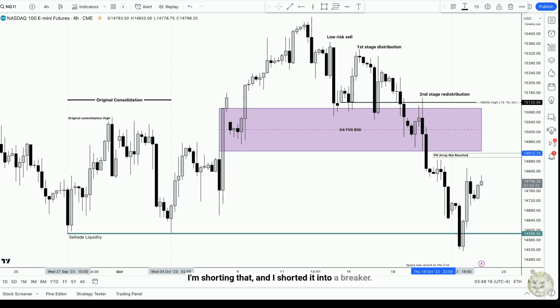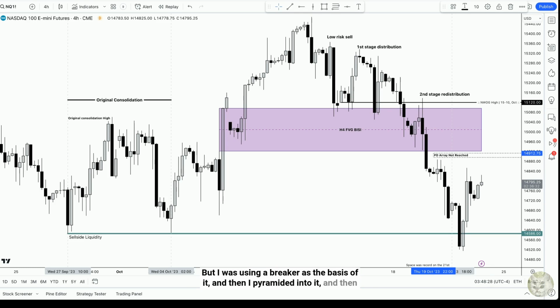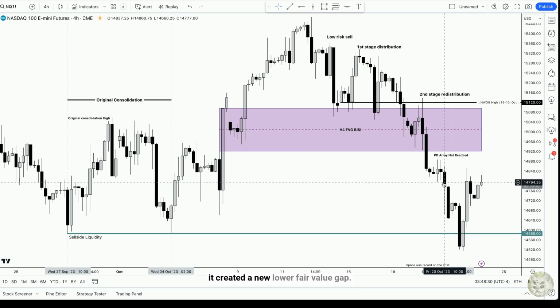And I shorted it into a breaker. I'll show you in the review on Sunday. But I was using a breaker as the basis of it, and then I pyramided into it, and then it created a new lower fair value gap. I traded into the return of an impulse leg lower.